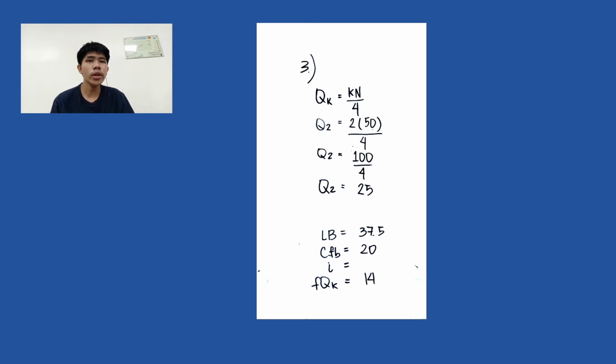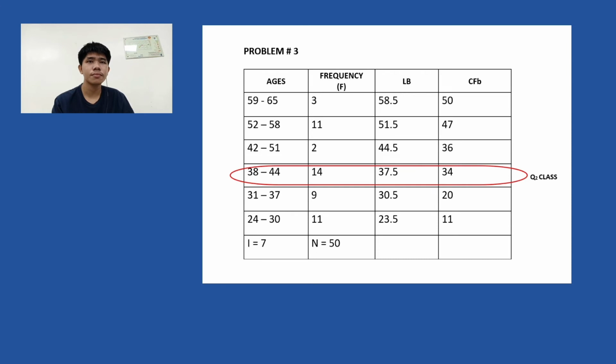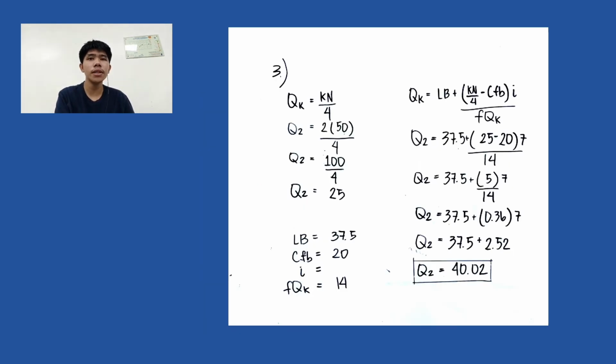Now, we will locate 25 in our table. In our table, 25 is located between 20 and 34. So we will put 25 within 34. Now, this row will be our Q sub 2 class. And this is where we're going to find the values for our formula. The value of our LB is 37.5, CFB is 20, I or the interval is 7, and FQK is 14.